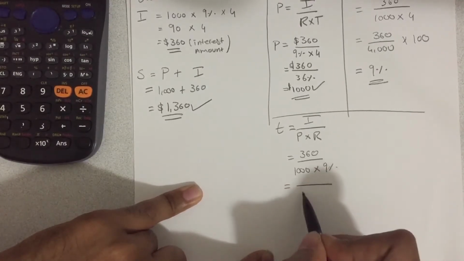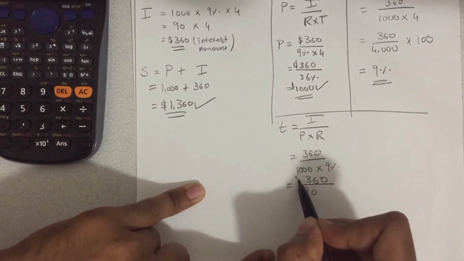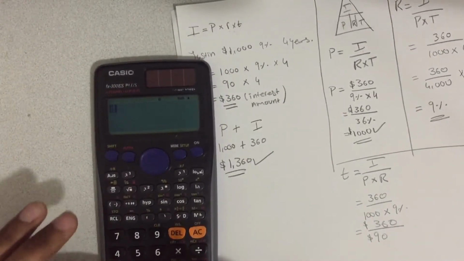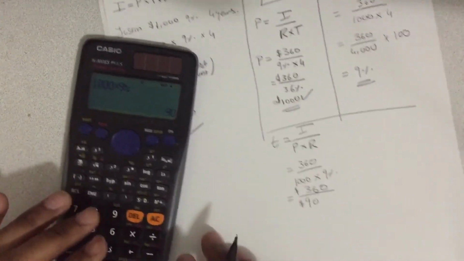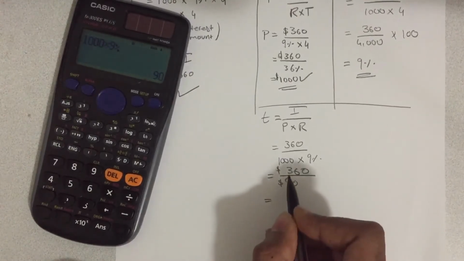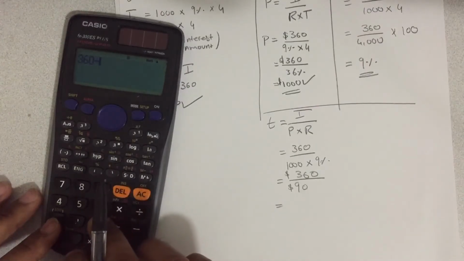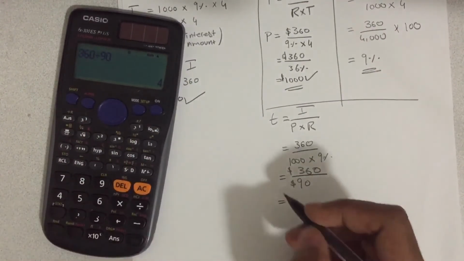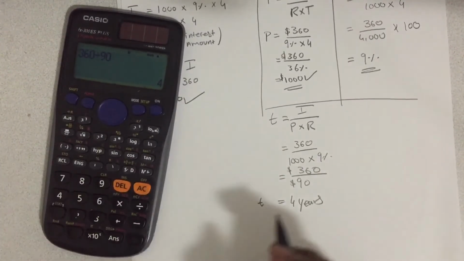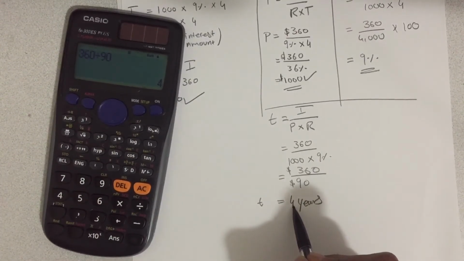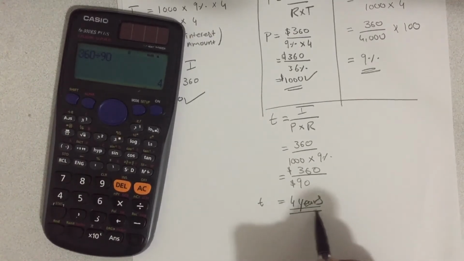So if we multiply 1,000 times 9%, we get $90, right? And we just carry forward. We can check that with our calculator. 1,000 times 9%, which is $90. And we divide the 360, the amount of interest, by $90, and we should get 4 years. The final answer was 4 years. It was 4, but as the T is in years, that's why we write the final answer as 4 years.